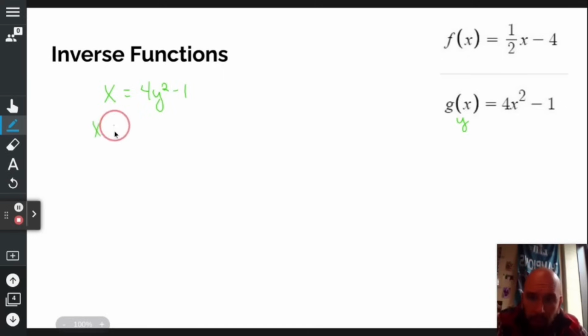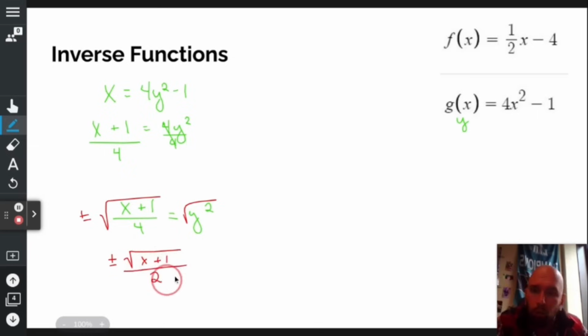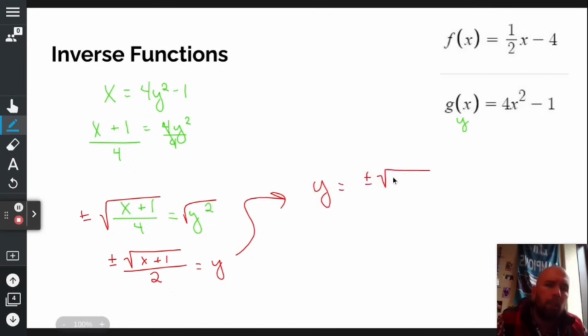So you add 1 to both sides. So x plus 1 equals 4y squared. Divide everything by 4. So you have (x plus 1) over 4 equals y squared. And in this case, you square root both sides. Don't forget to attach your positive and negative whenever you're square rooting. So that gets me positive or negative square root of x plus 1 over the square root of 4, which is 2, equals regular y now. The second to last step, let's flip this and make it look prettier. Y equals positive or negative square root of x plus 1, all over 2. And the last thing you're going to do is you're now going to call it the inverse, which looks like that.